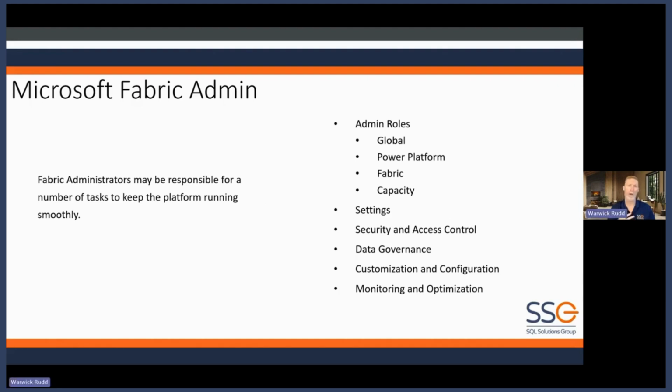I created this session mainly thinking about it from my background as a traditional infrastructure DBA from many years ago, as you might tell from the color of my beard. But what were our responsibilities as an admin? Well, we're responsible for security, performance, uptime, reliability. Well, Fabric is no different.